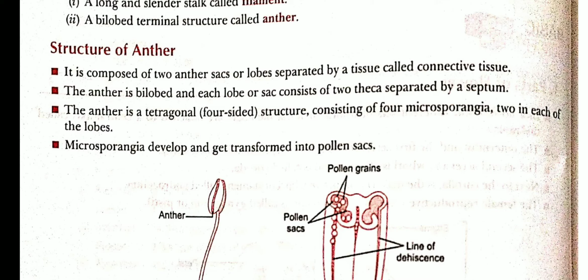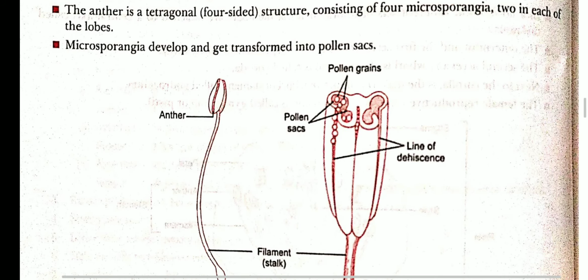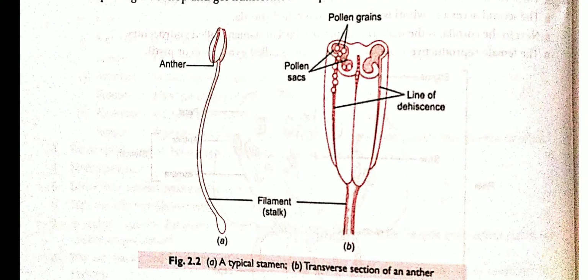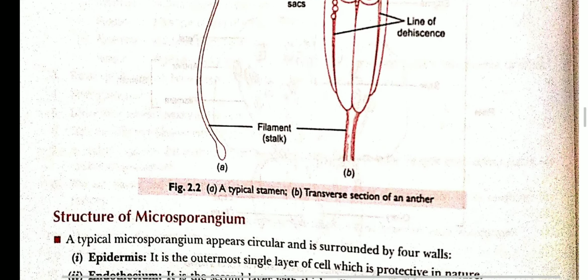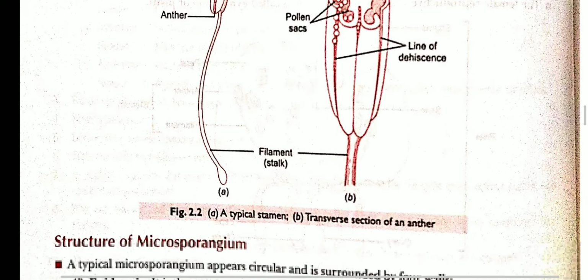The anther is tetragonal, meaning having four sides, and each side consists of microsporangia, which includes the two lobes. Here in this diagram we have the dehiscence of the pollen sacs, which is releasing the pollen grains.